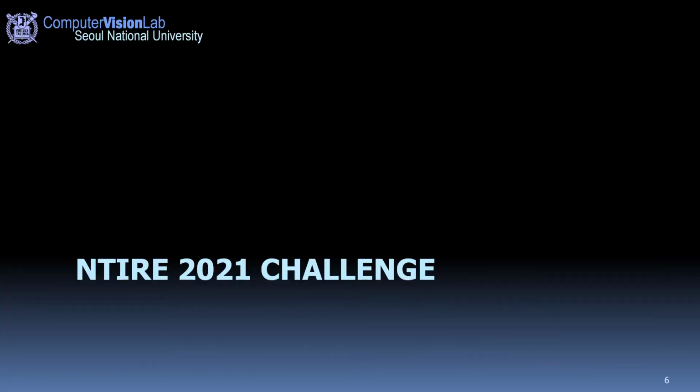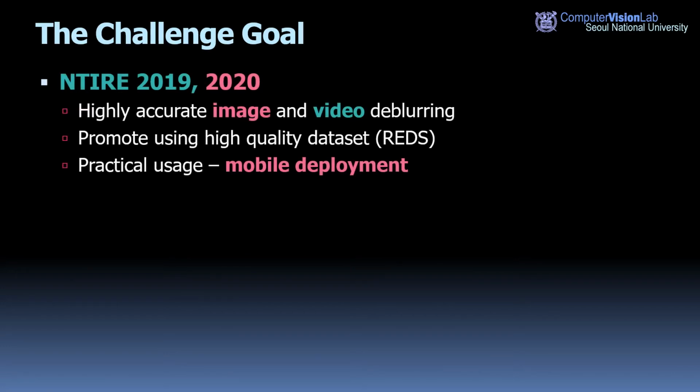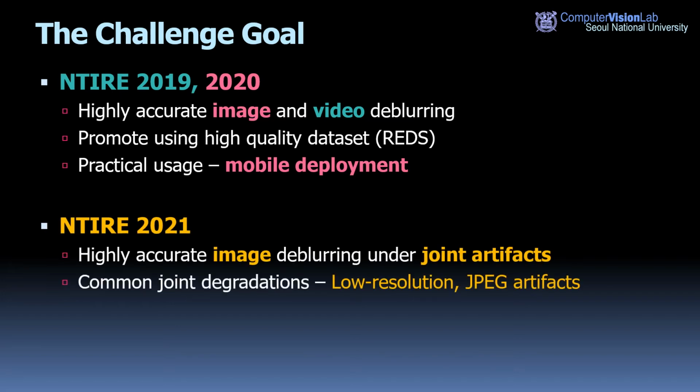Now, let's move on to the 2021 challenge. In the past challenges, we aimed for image and video deblurring with high fidelity on REDS dataset. We also considered the practical application by deploying the solutions to mobile devices. In this NTIRE 2021, we focused on more realistic settings as real-world images typically suffer from multiple artifacts. Thus, we set the challenge goal to develop image deblurring solutions considering the joint artifacts: low resolution and JPEG compression.